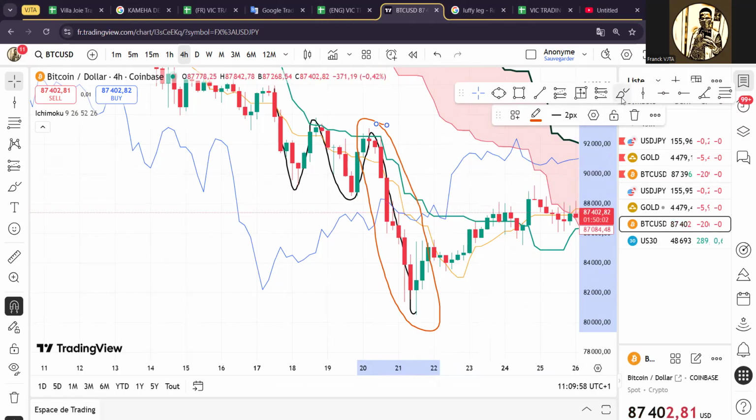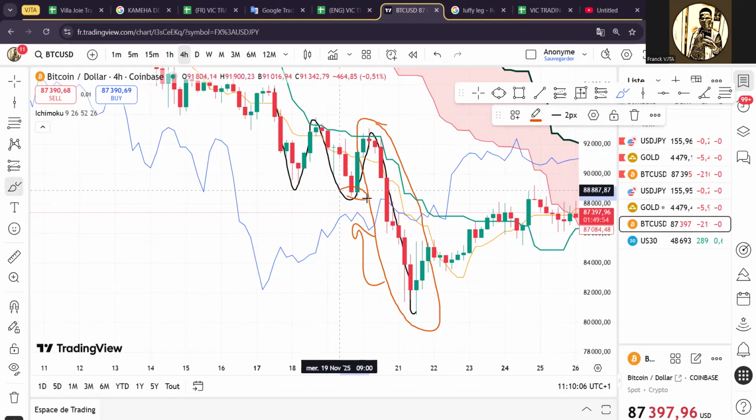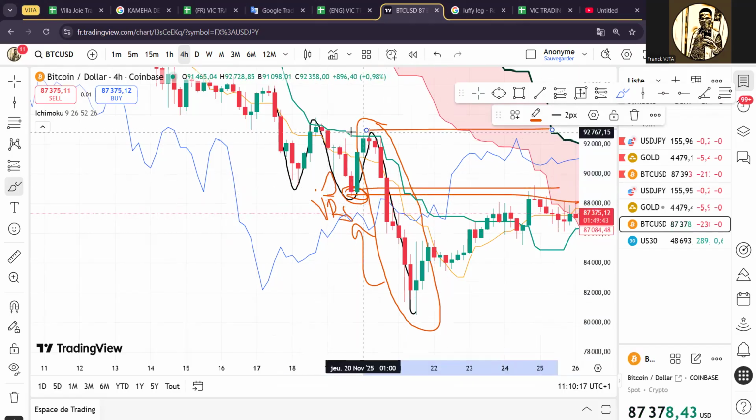So when you look at this, the first place where the market can stop, because there is no green candle here, is at this VRS. This is the first place where the market stops itself. The next place will be the top of the Luffy leg here.